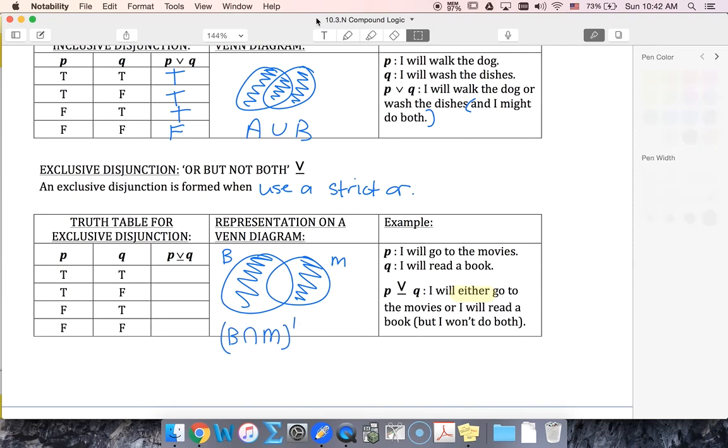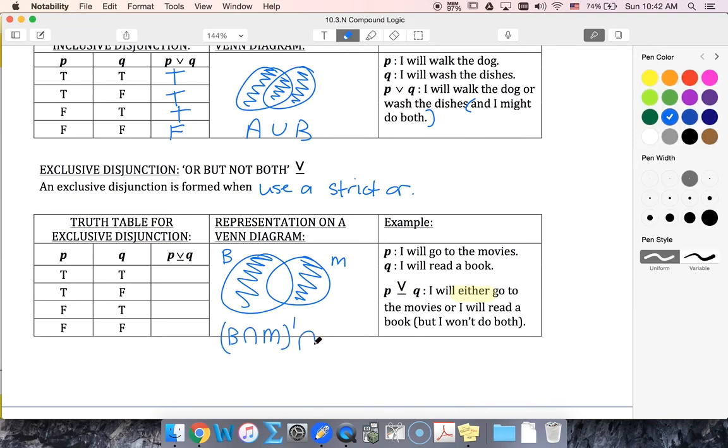We have to say not the intersection, intersected with the union. So the union would be all of that. Overlap that with not the intersection is only going to be this piece. So in Venn diagrams, it takes us a lot more symbols. In logic, it's a lot nicer because I can just use this symbol.